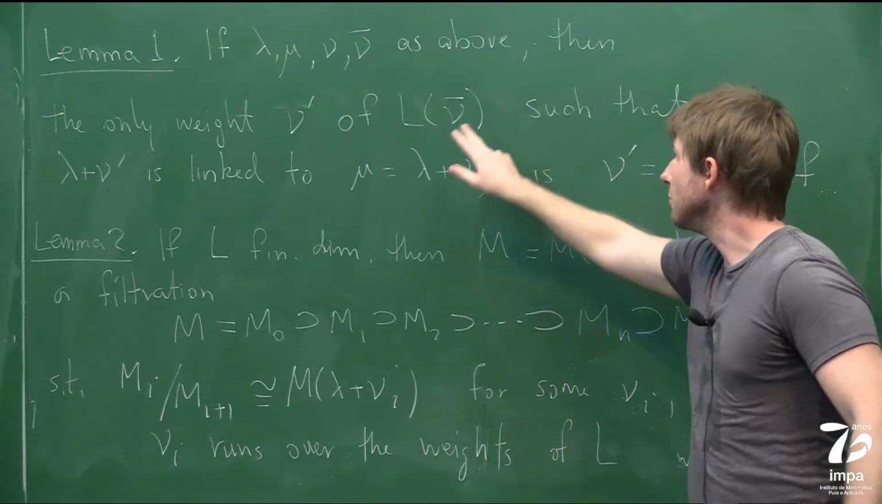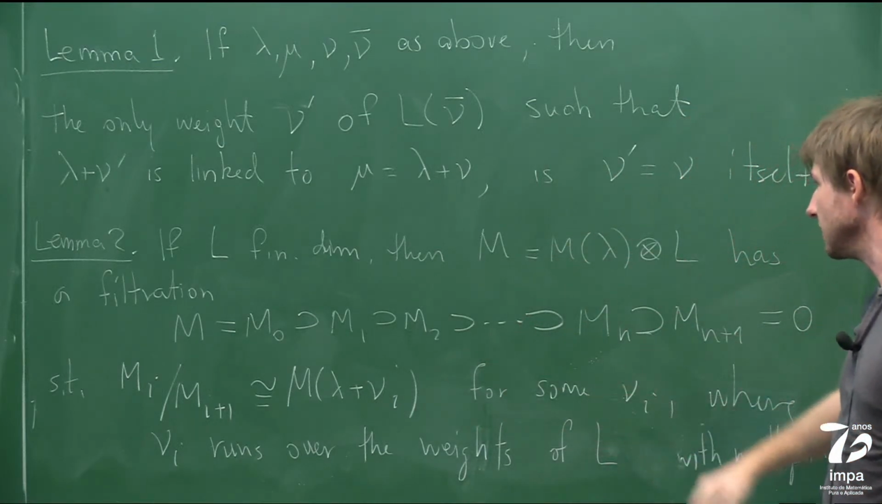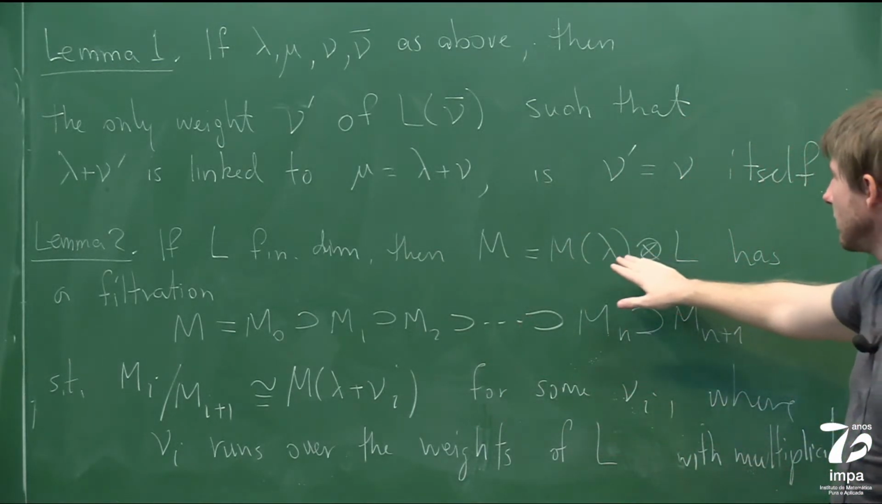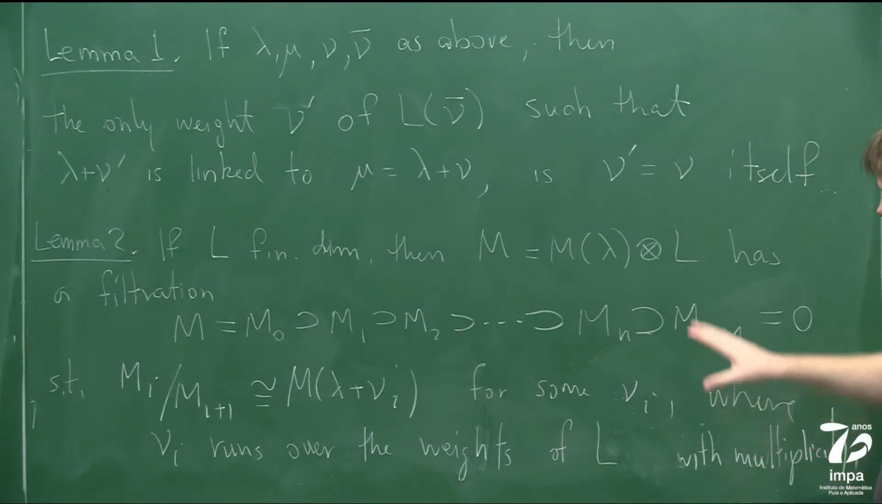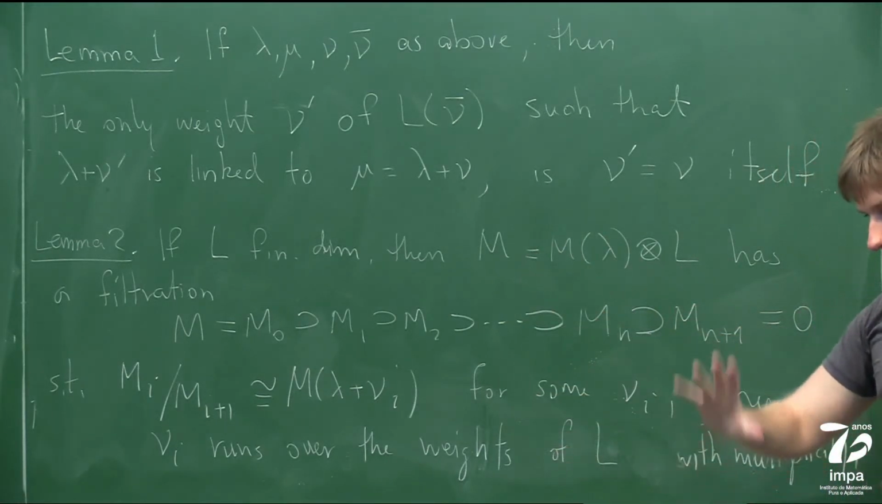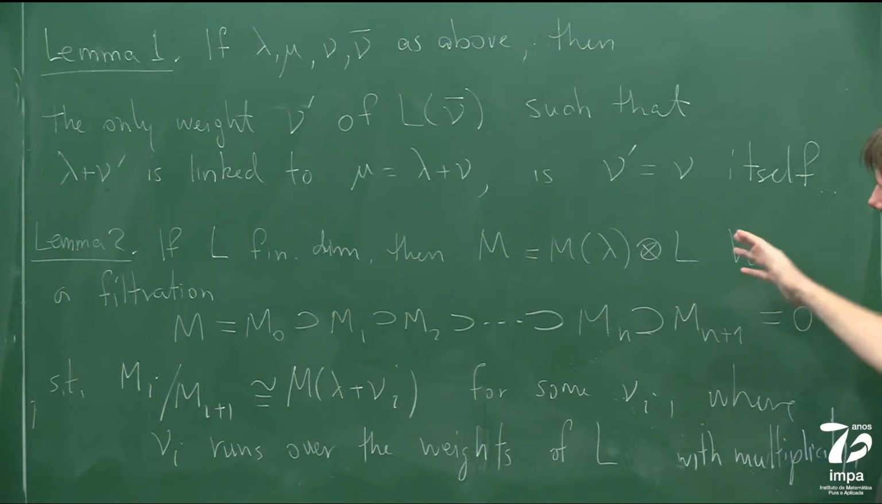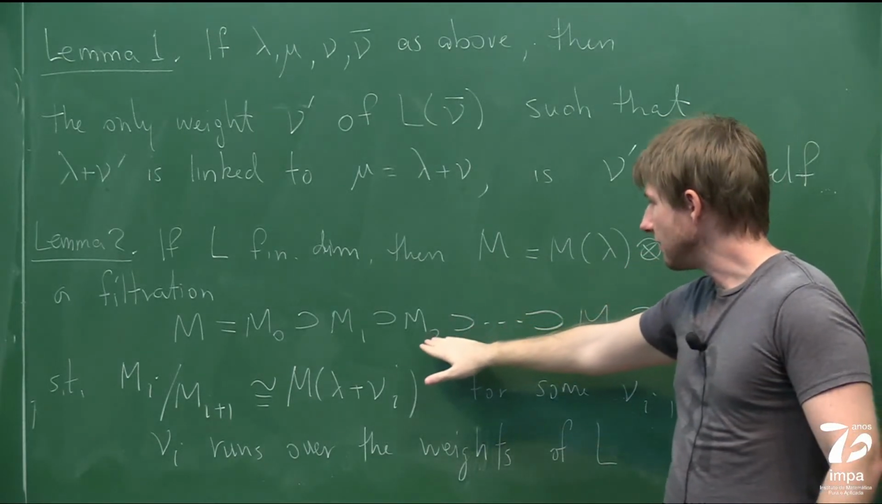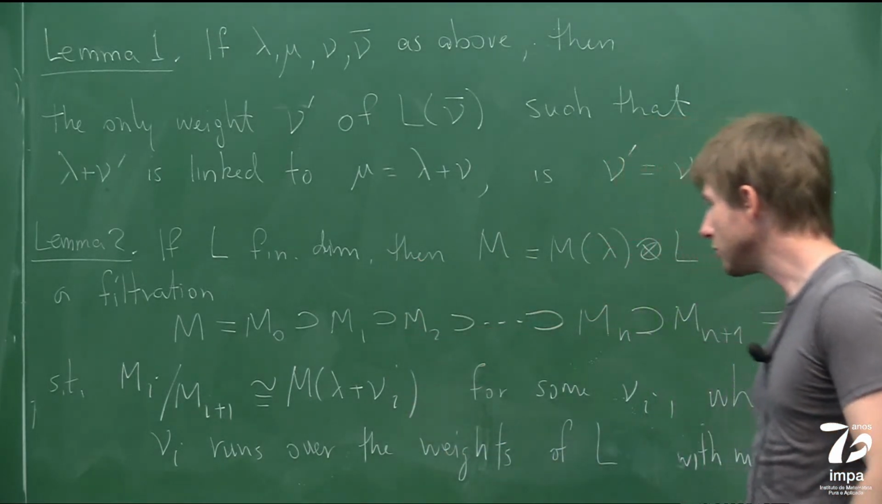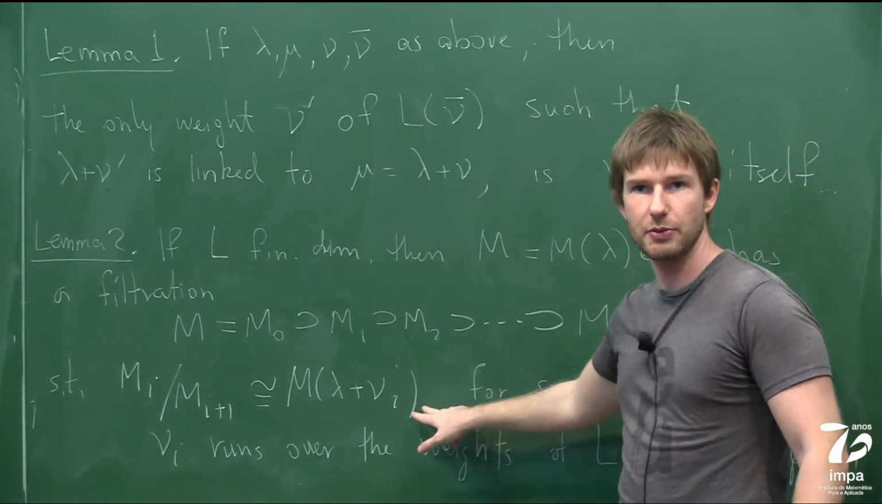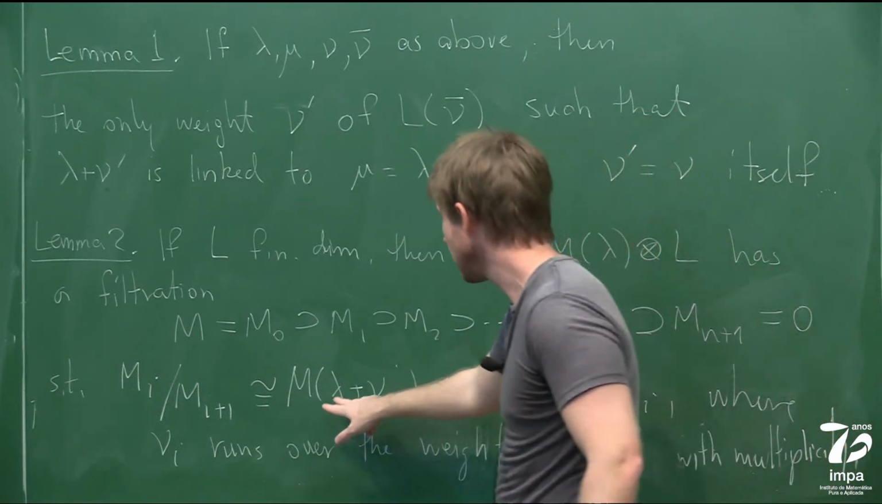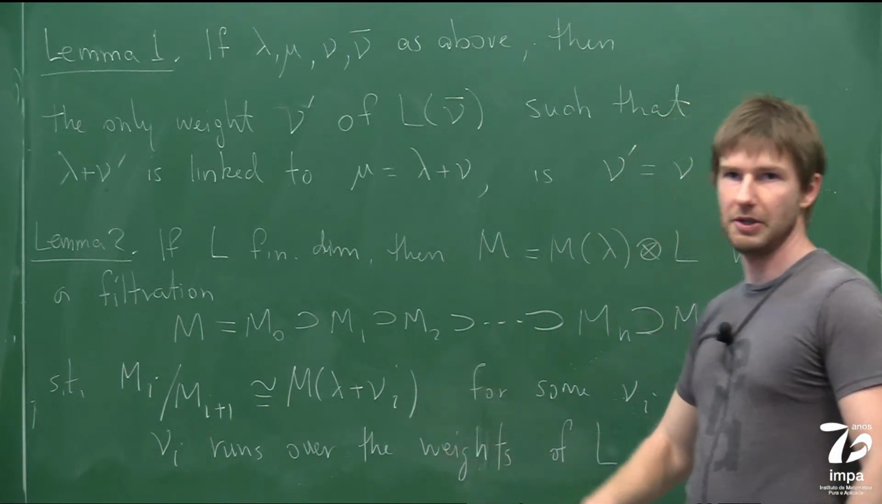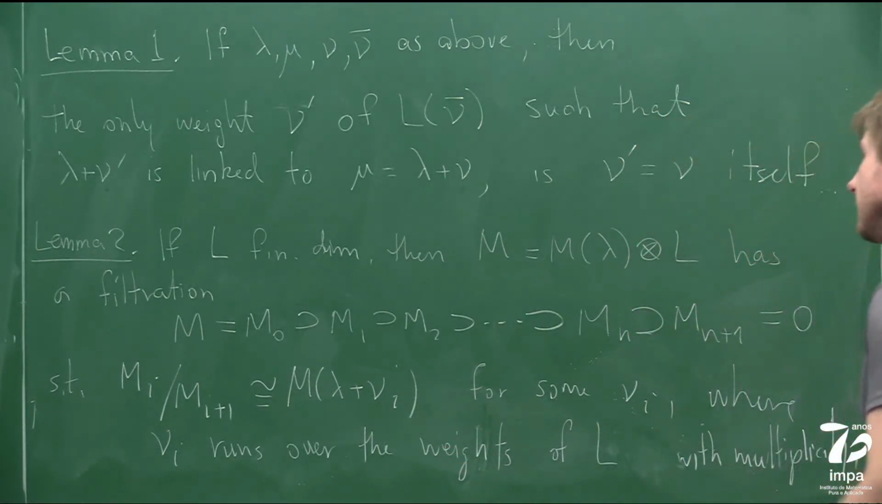So in particular for L of nu bar, but for any finite dimensional module, in fact, when you tensor a Verma with such a thing, L itself has a collection of weights with multiplicity. M will have some filtration such that the quotients are themselves Verma modules, and the highest weights of those Verma modules will just be lambda plus the weights of L with multiplicity. So it's what you would expect, and it's very standard.